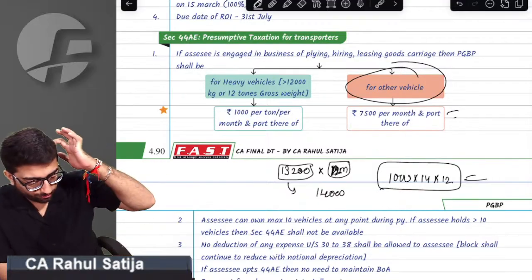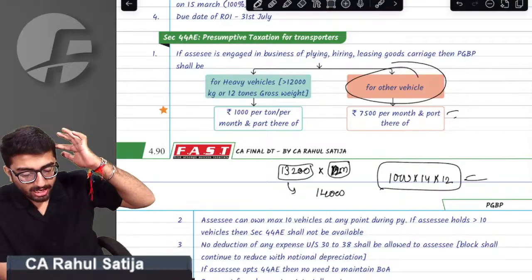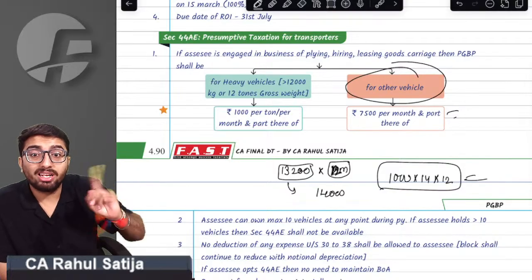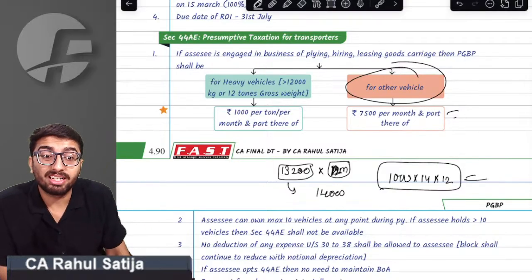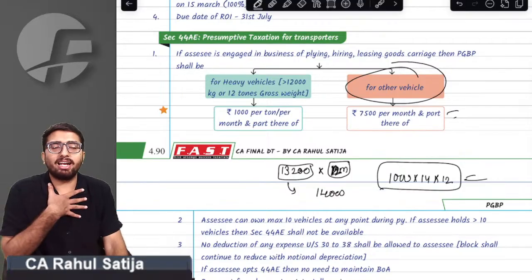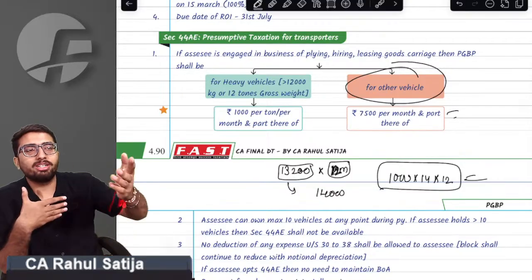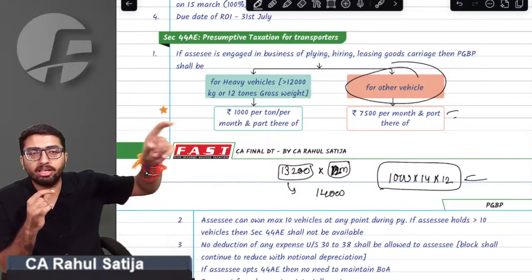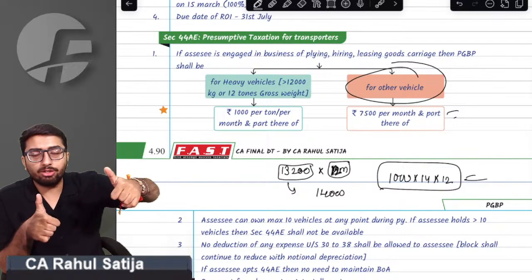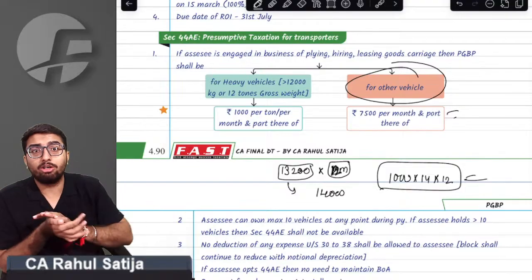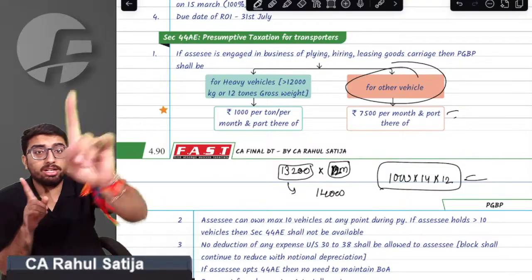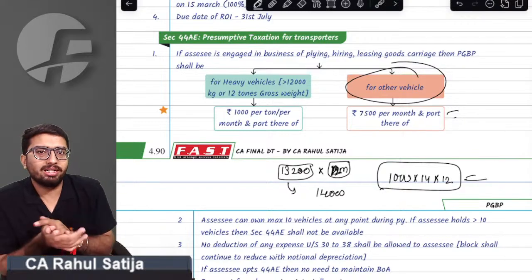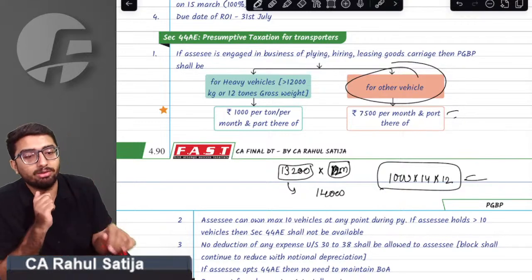Provision says in 44 AE, you cannot have more than 10 vehicles at any point of time. So, for example, I had 10 vehicles. I just bought one today, and tomorrow I sold the old vehicle. Will I be allowed this benefit? Right answer is no. I will not be allowed. Even for a single day, you cannot have 11 trucks or more than 10 trucks.